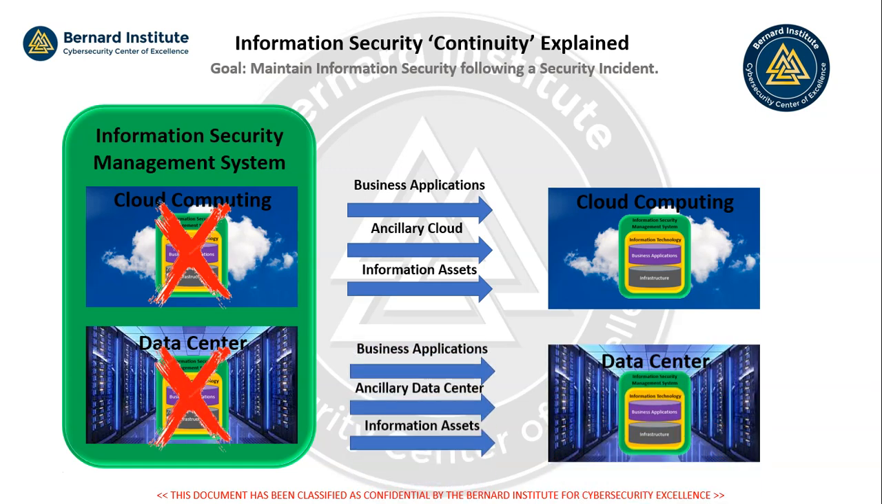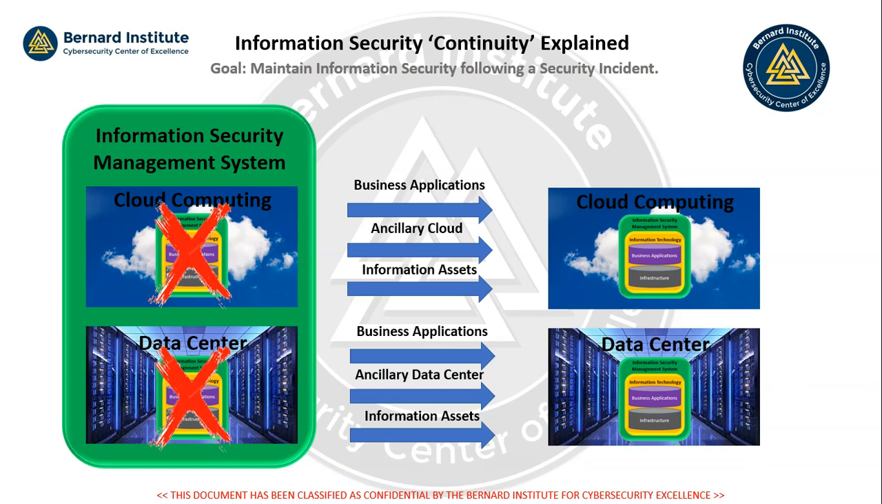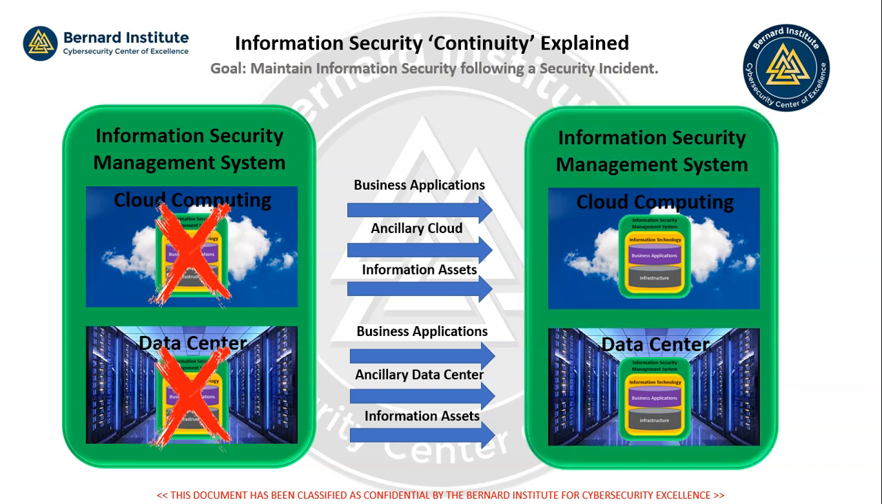What happens if a data center goes down? The same thing. We flip our business applications and our information assets over to an ancillary data center. So we have some redundancy and some high availability activities going on. And of course, behind the ancillary sites is the information security management system. So we have the information security management system in the existing primary locations, but also in the secondary. If we fail over to an ancillary data site, we also need to have information security there, and hence information security continuity from one site to another.